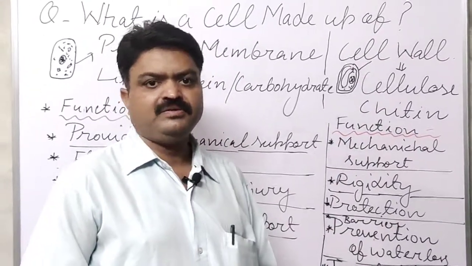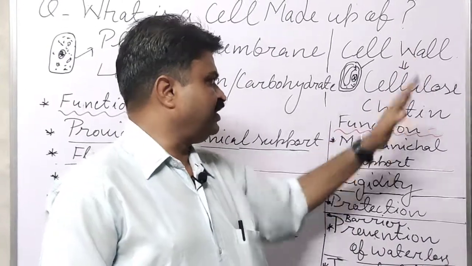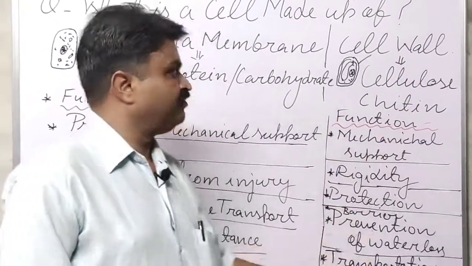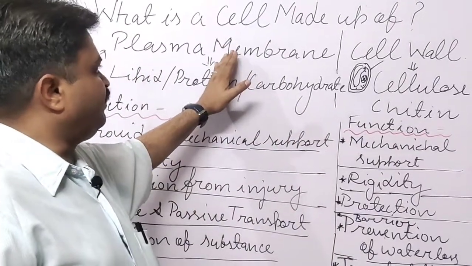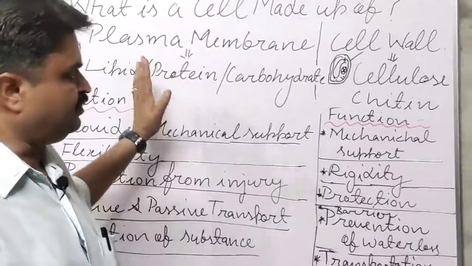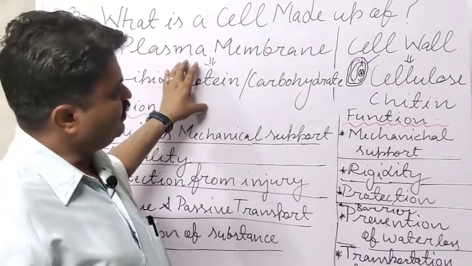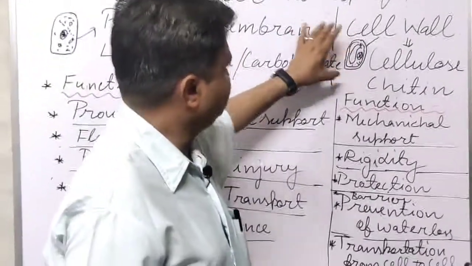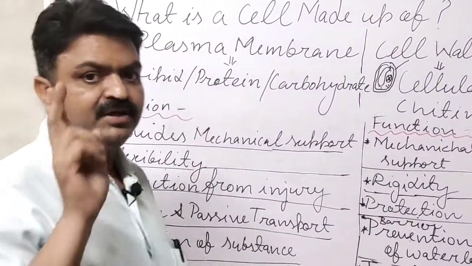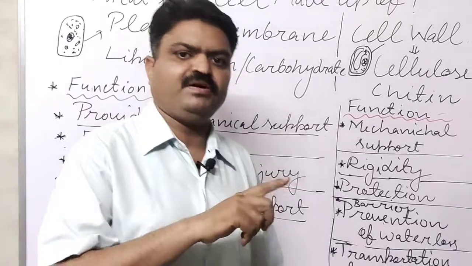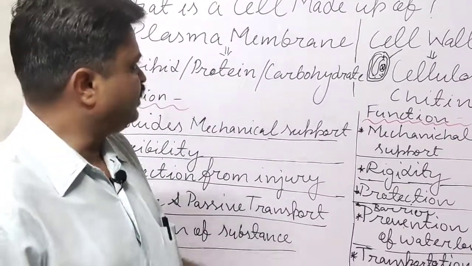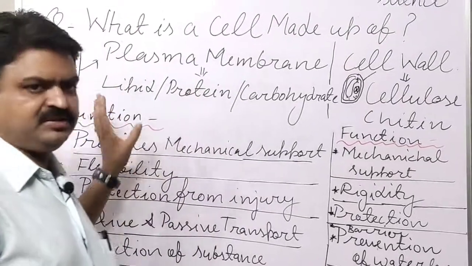Cell wall is found in the plant cell and the fungi cell. Plasma membrane is found only in the animal cell, student. Animal cell. And in the plant cell the cell membrane is also found. Means the plant cell has two outer coverings. First is the cell wall, second is the plasma membrane. So it is about the outer covering of the cell, student.